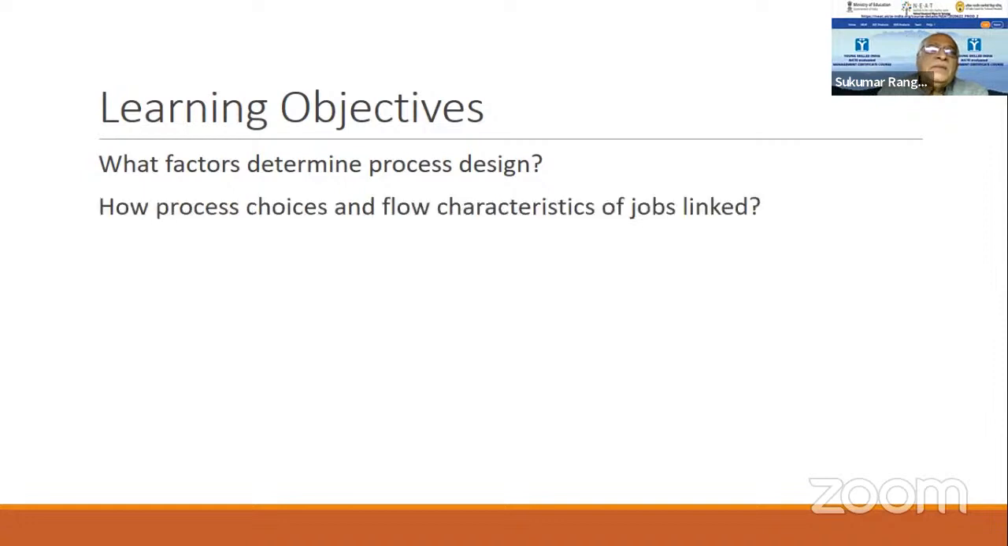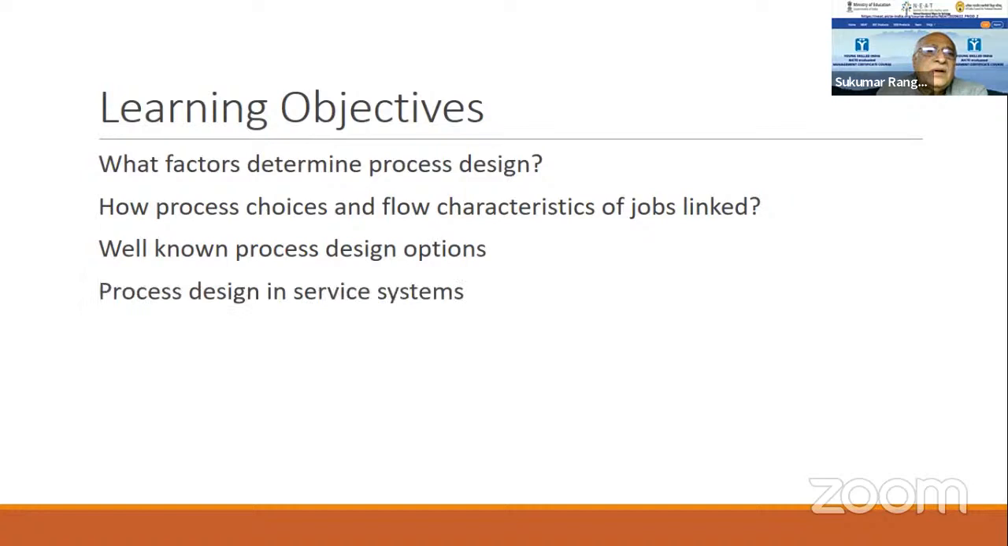What factors determine the process design? How are process choices and flow characteristics of jobs linked? Well-known process design options, we'll see a few of them. Process design in service systems, because today many of the services are actually products on the one end, services on the other end, products and services together. All three are there. New technology which is used in process design.